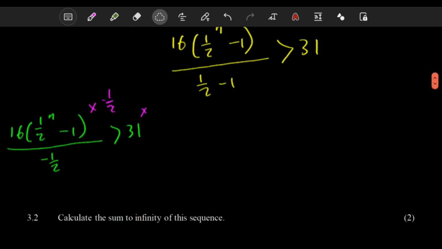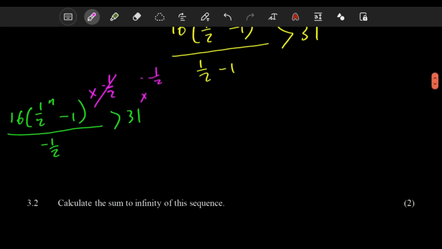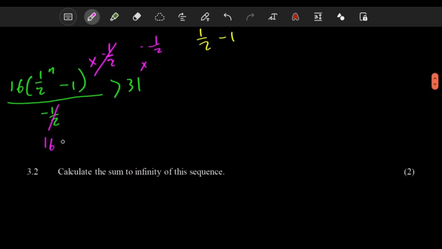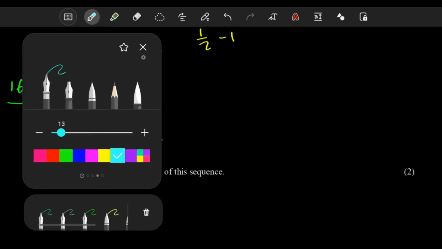So let it be known, excuse me. But anyway, so this is going to cancel that, and then you're going to have 16 times a half to the power of n minus 1, and then this is going to be bigger than what? Negative 31 over 2. So solving for n, it looks like both sides would need to be divided by 16.